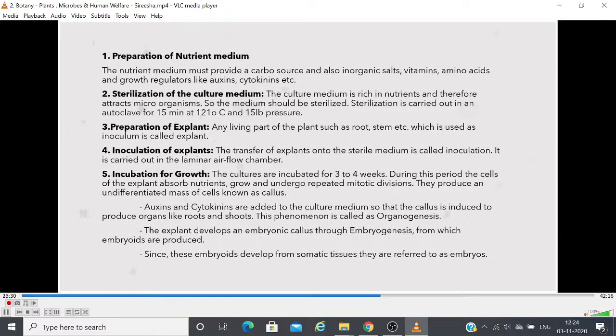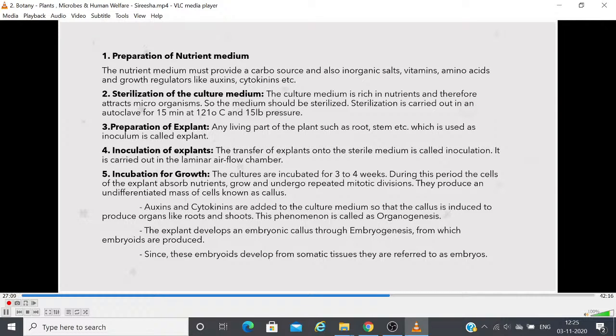Medium is nothing but a jelly-like substance, a small gel. In that jelly-like substance, all the vitamins, amino acids, and whatever the plant requires to grow are provided. It is very rich with vitamins, amino acids, inorganic salts, and also growth regulators like auxins, cytokinins, etc. That is why this is called a nutrient medium.